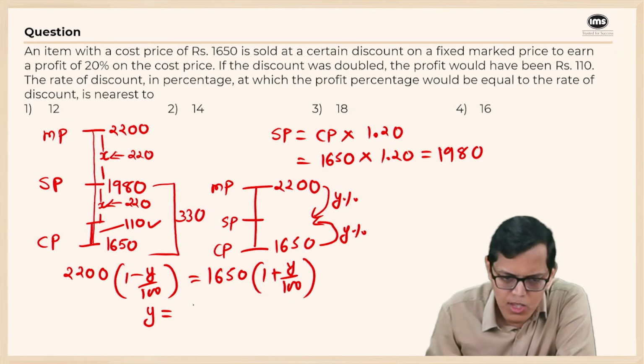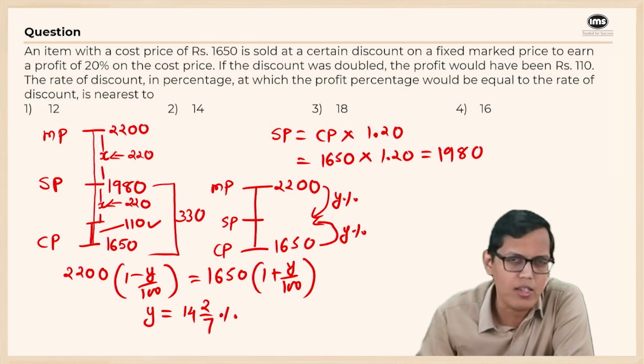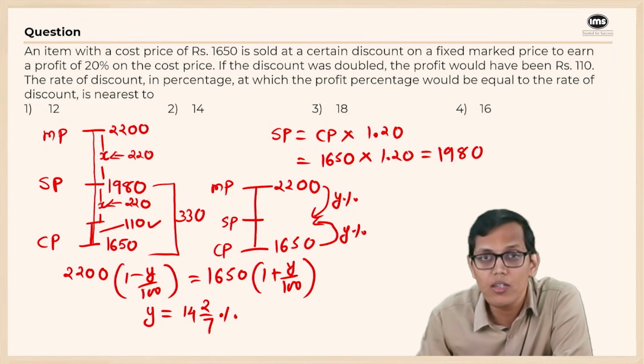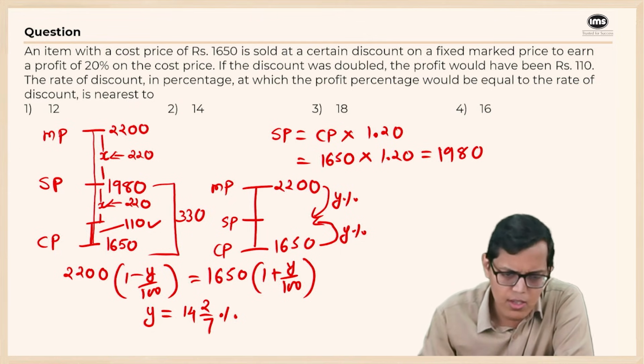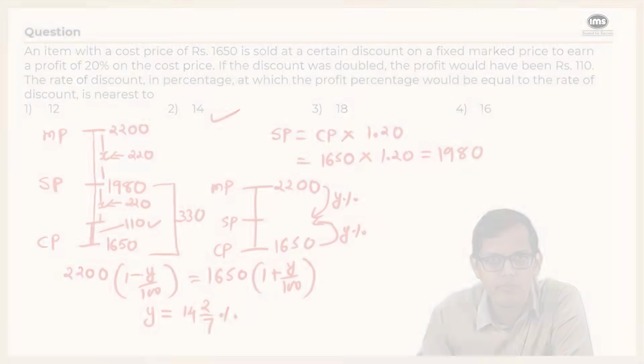Y comes out to be 14 2/7 percentage in reality. You don't need to find it accurately. The question anyway wanted us to find the approximate percentage. So nearest to 14 is the answer that you should mark.